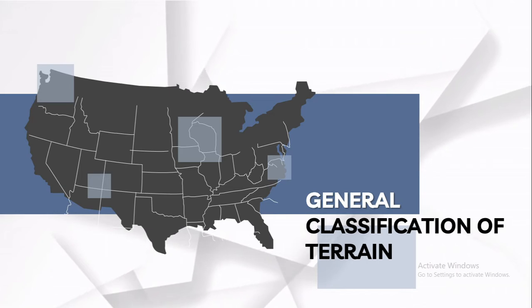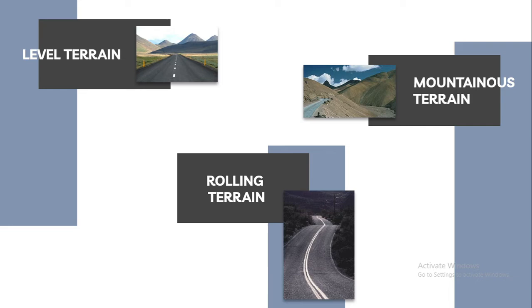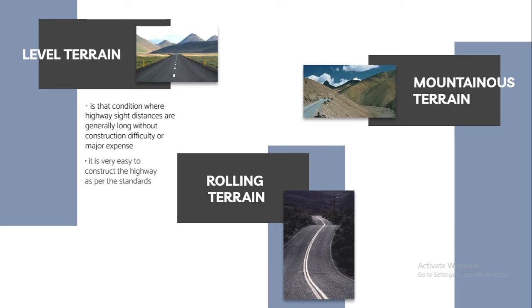The general classification of terrain are as follows. First is a level terrain. The level terrain is a condition where highway sight distances, as governed by both horizontal and vertical restrictions, are generally long or could be made to be so without construction difficulty or major expense. It is very easy to construct the highway as per the standards.